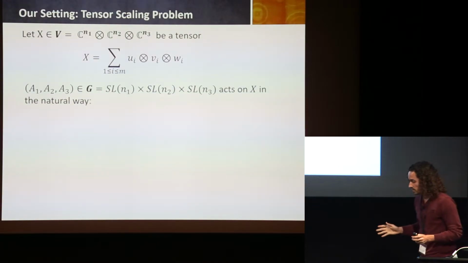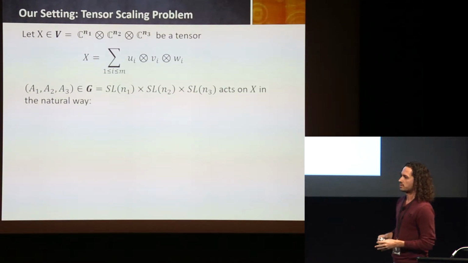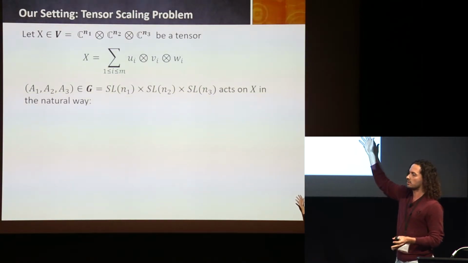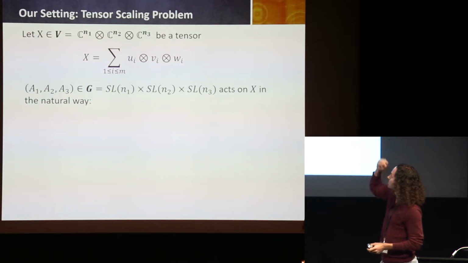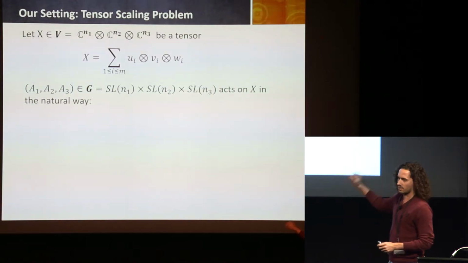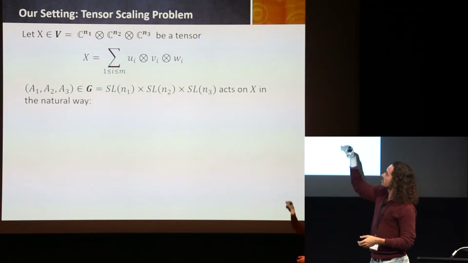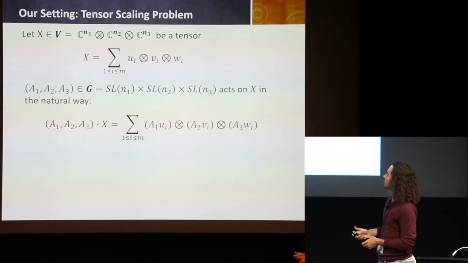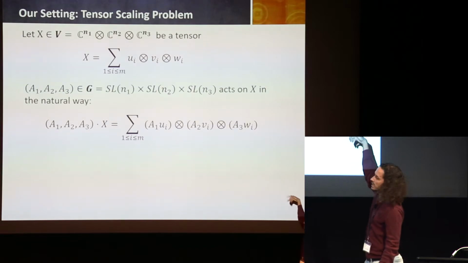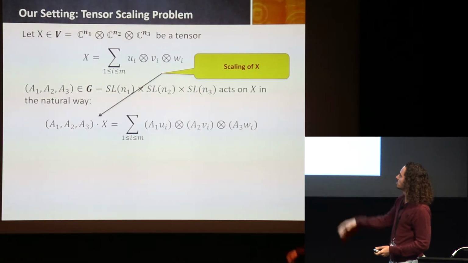So our setting is the following. We have this tensor scaling problem, which, if you're familiar with the operator setting, generalizes the operator scaling setting. Suppose that X is, for now, a 3-dimensional tensor. And you can write X as a sum of rank 1 tensors. And now the group G is the group SL_n cross SL_n cross SL_n, let's say. So all invertible matrices of determinant 1. And this group acts on this vector space, on any tensor, in a very natural way. So A1 acts only on the first side, A2 acts on the second side, and A3 acts on the third side. So this is what we call a scaling of X. Scaling of X is just this multiplication.